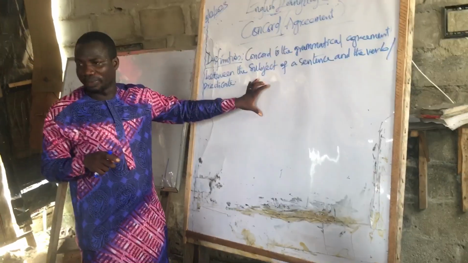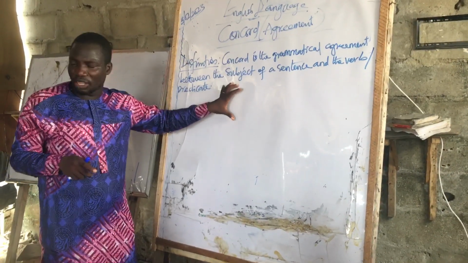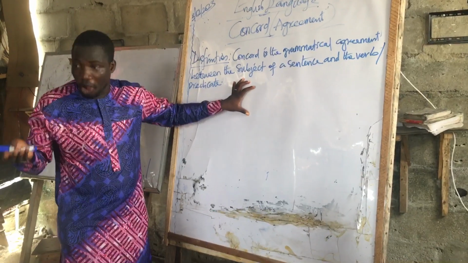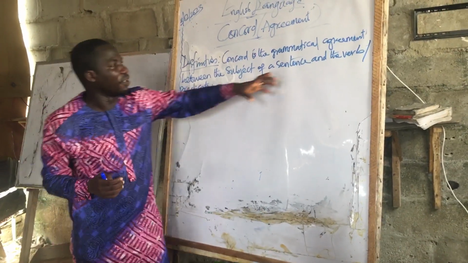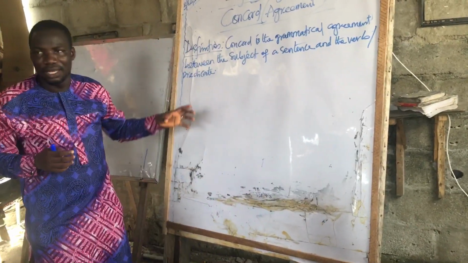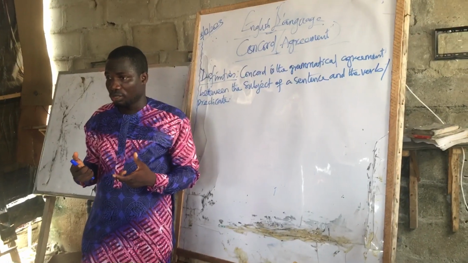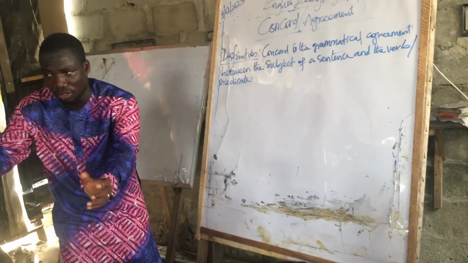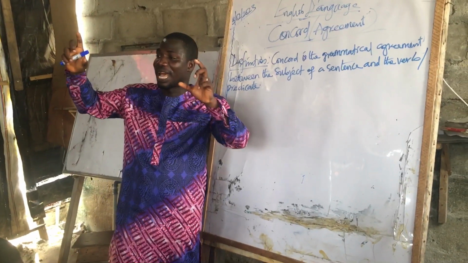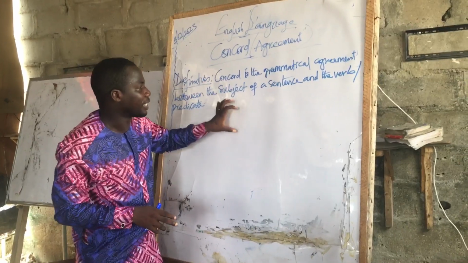We all know what the subject is, but to clear our doubt, the subject of a sentence is the performer of an action in the sentence. We all know that, right? And we all know what a verb is. A verb is an action, right? A word that expresses action or activity within what? A particular sentence. So this has been cleared, subject and verb.